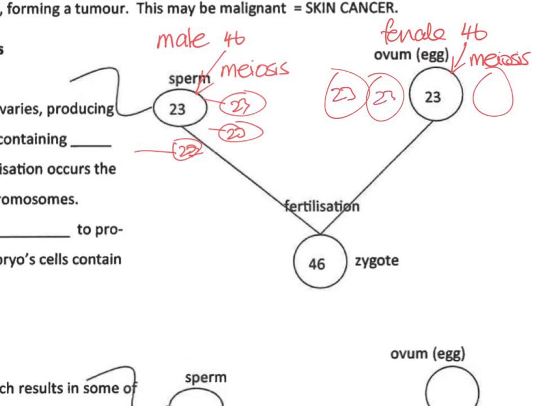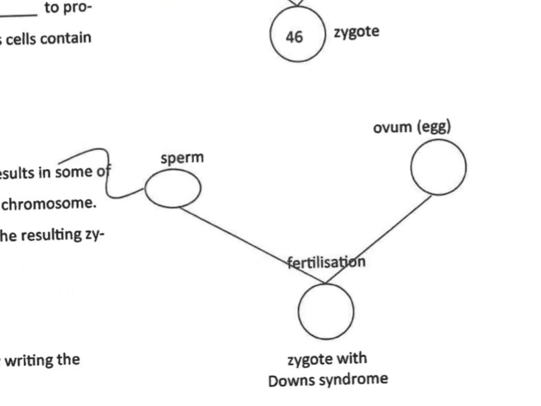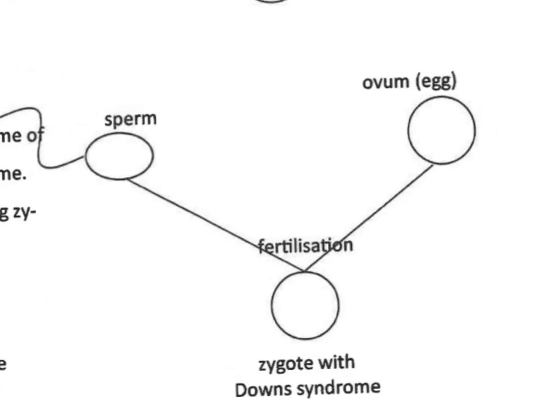So normally this is what happens. One of the sperm cells fertilizes an egg cell, and you get 23 and 23, 46. It doesn't always work like that. Sometimes things do go wrong. So how might that happen?